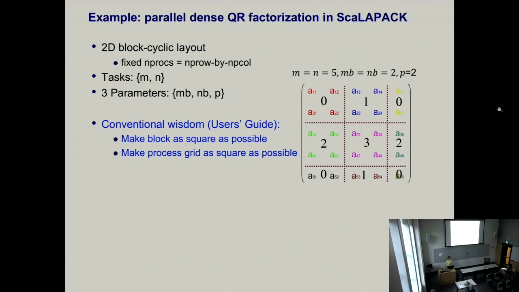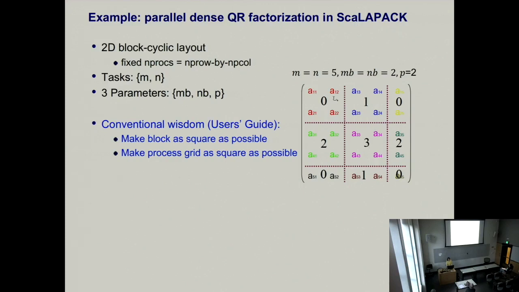This routine is available in ScaLAPACK. And in parallel, the number of processes is arranged by the number of process rows and process columns, so it's a 2D block cyclic layout. In this 5 by 5 matrix, my number of processes is 4 processes, laid out as 0, 1, 2, 3. So 2 by 2 processes.